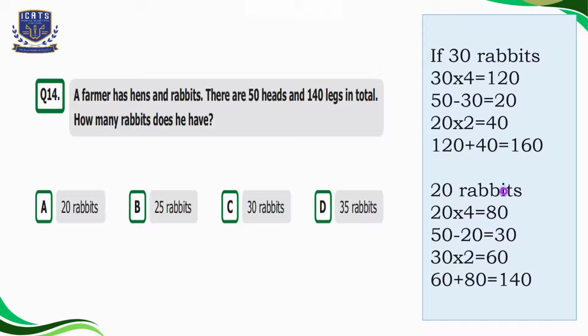Like if there are 20 rabbits, there are 30 hens, the total is equal to 50 heads, which is correct. Similarly, if 80 legs are of rabbits and 60 legs are of hens, the total is 140, which is according to the given question that there should be 140 legs in total. So we can say the farmer had 20 rabbits in total, which is our option A.